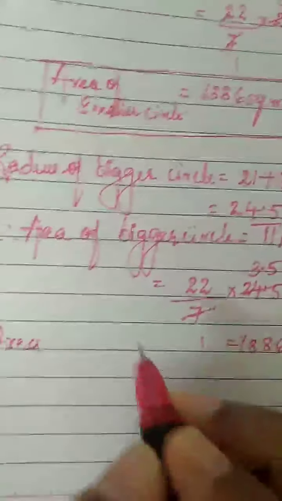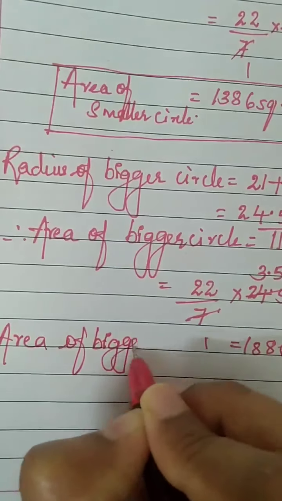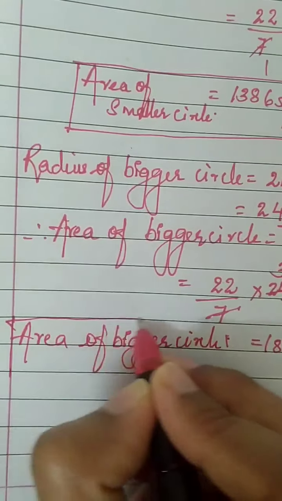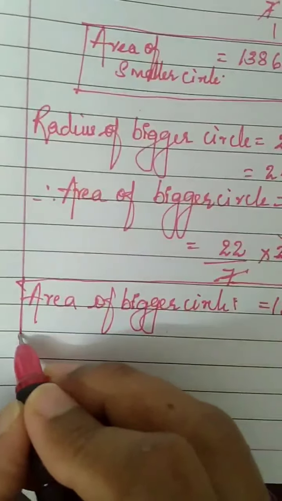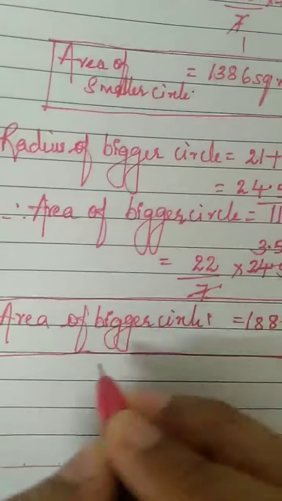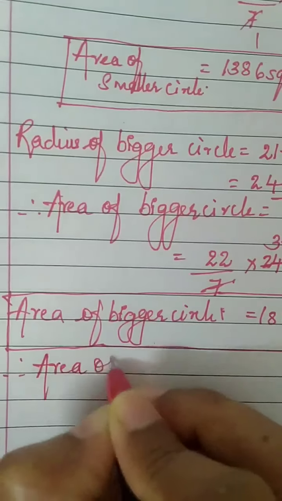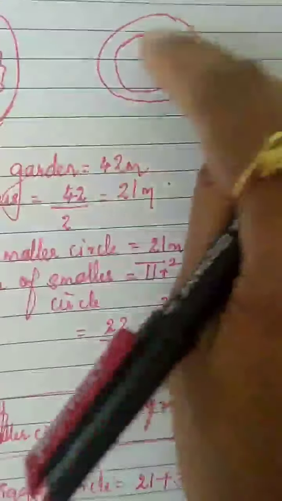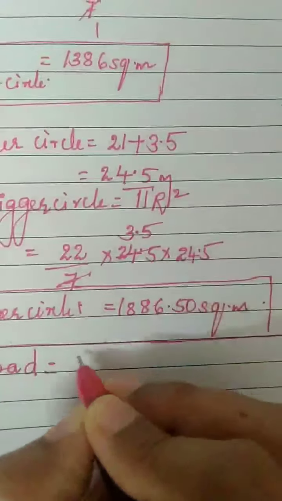Area of bigger circle, we got this much: 1886.50 square meter. Now, therefore, area of road will be, what will be the area of road? This is the road. Area of big circle minus area of small circle.